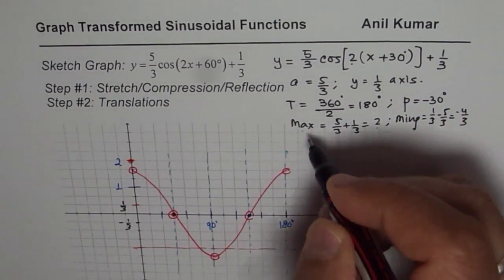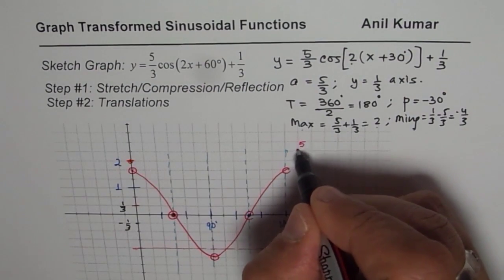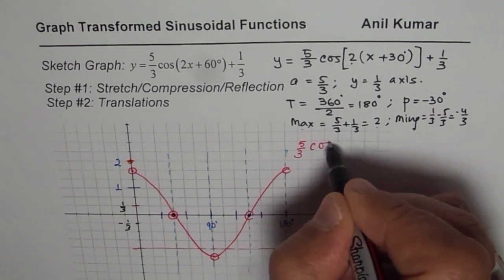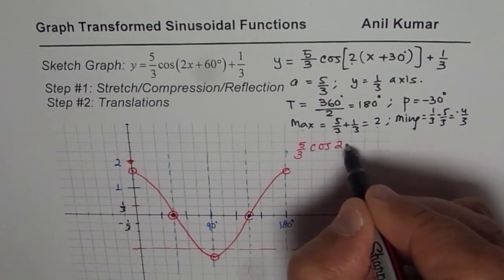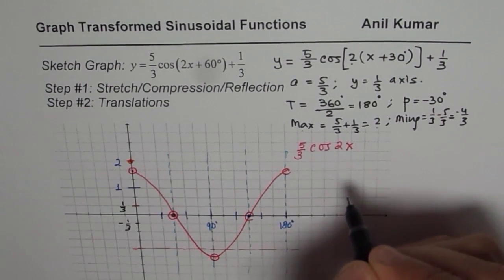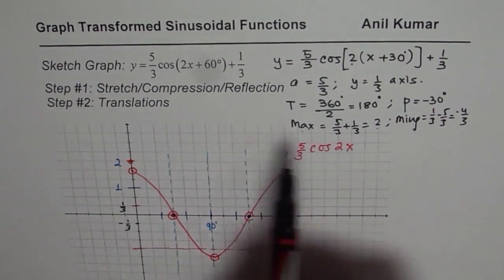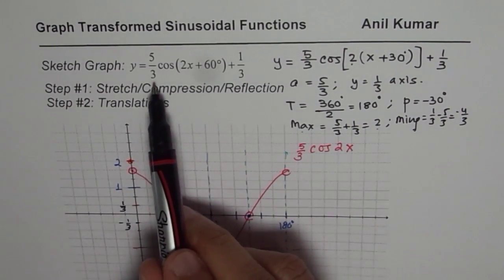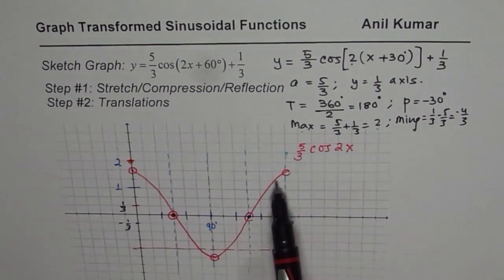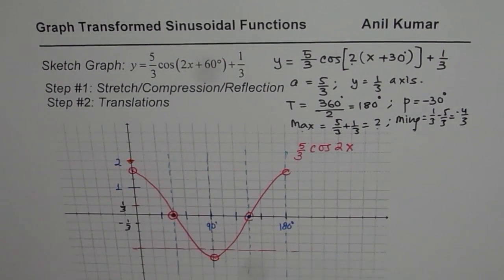we can write this equation as 5 over 3 cos of 2x. So we have incorporated both vertical stretch and horizontal compression to sketch our first graph.